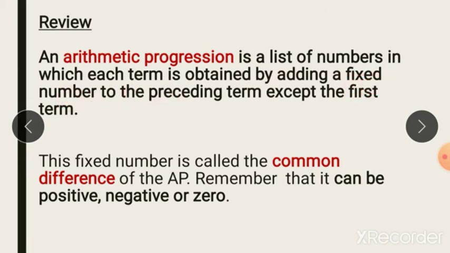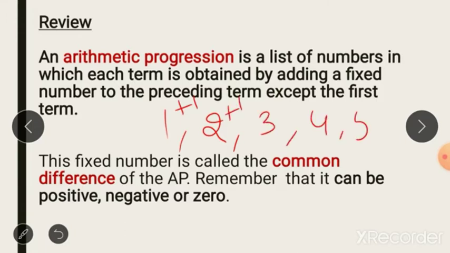The first term will remain as it is, but for the second term, if I have 1, I add 1 to the first term, so it will be 2. Next, for 2 I add 1, giving 3, then 4, 5, and so on. The difference between these numbers is 1, because I have added 1 each time. Such numbers are an arithmetic progression, where a fixed number has been added to the preceding term to get the next term. That was the meaning of arithmetic progression.